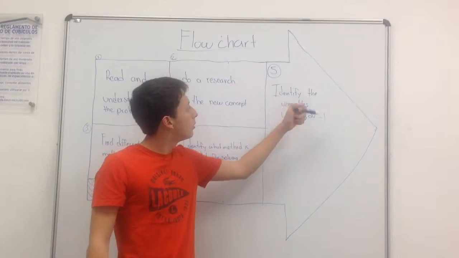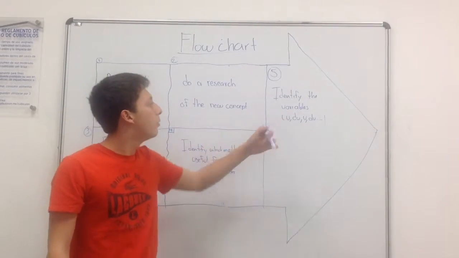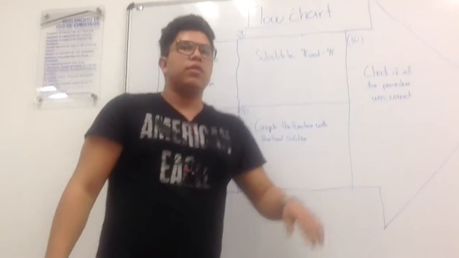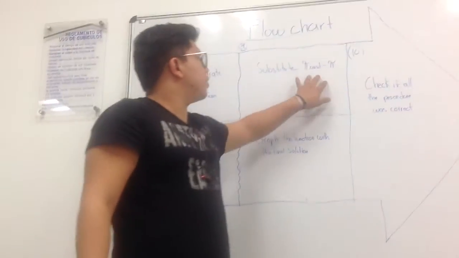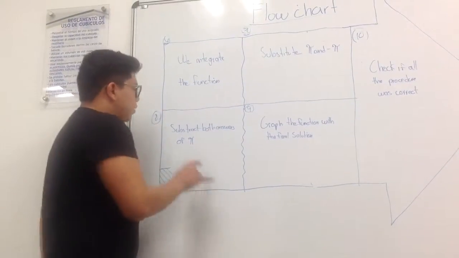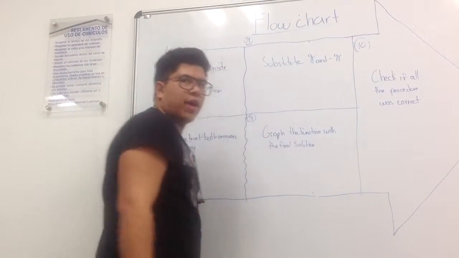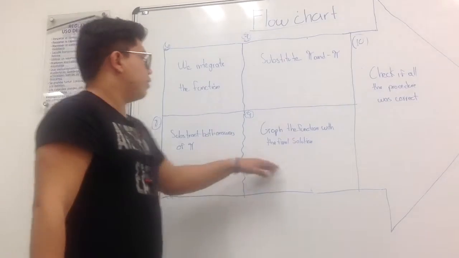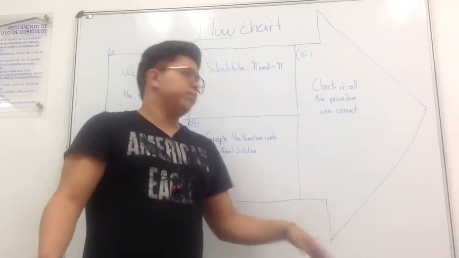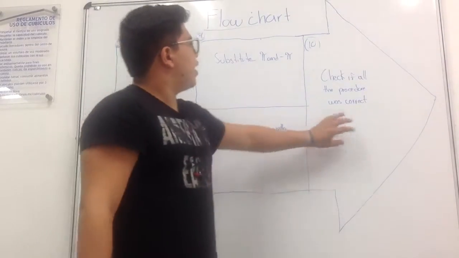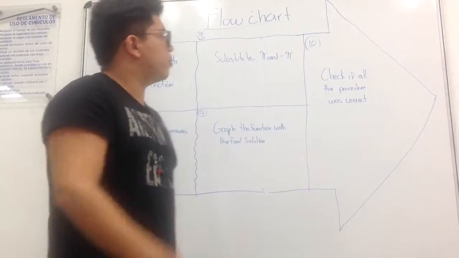And then we start to define the variables, like u, du, v, and dv, and substitute the values of x with our intervals, which are pi and minus pi. Then we have to subtract both answers in order to get the whole area of the function. Then we have to graph the function, considering our final solution, and we check if all the procedure was correct.